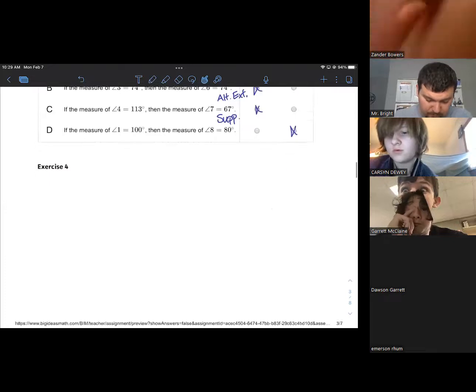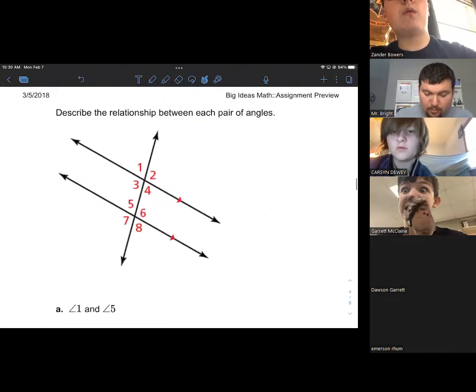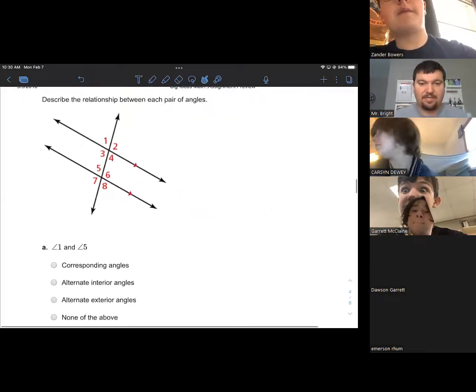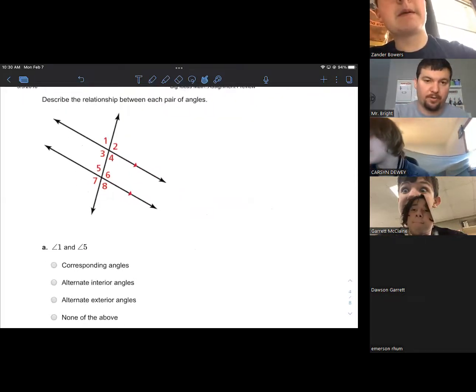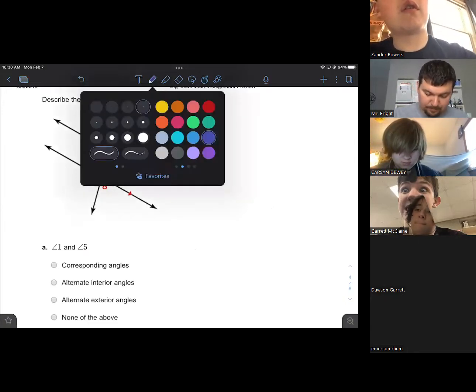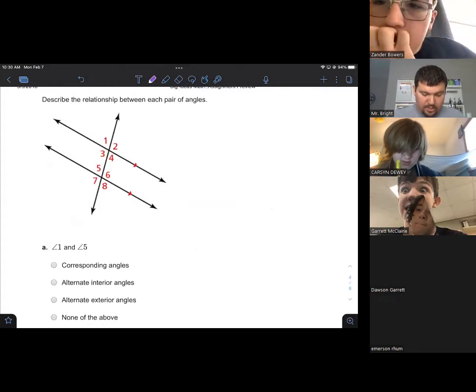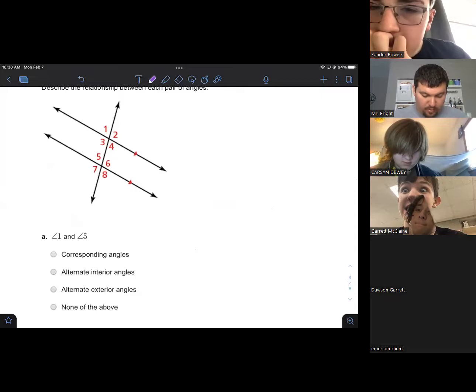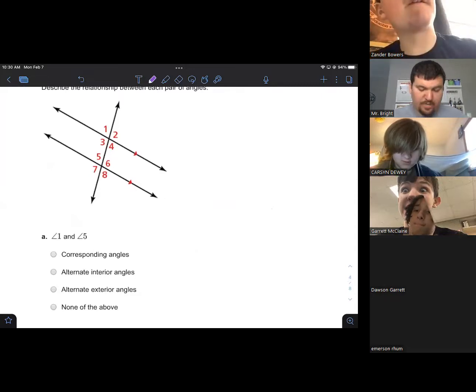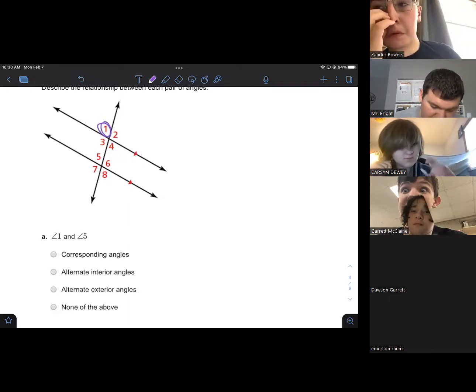All right, number 4. Number 4, describe the relationship between each pair of angles. Hey guys, they're hammering hard this angle relationship stuff. So make sure we know our stuff going into Wednesday's quiz. Angle 1 and 5. What's the relationship between angle 1 and 5? Are they corresponding, alternate interior, alternate exterior, or none of those three?